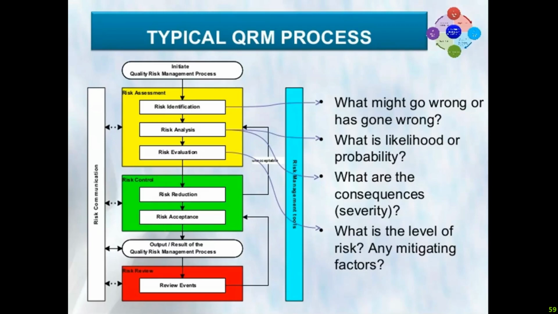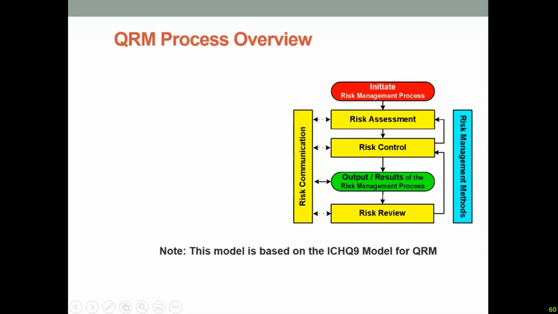We're going to keep an eye on it, but we're prepared to accept that level of risk. And again, we would have to document our justification and rationale for all of those decisions. The risk review portion needs to occur as well to make sure that we're keeping an eye on the big picture. So the QRM process here, which we've just gone through, this model is based on ICH guidelines.